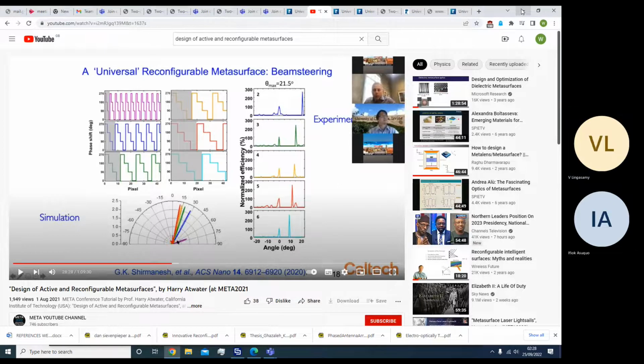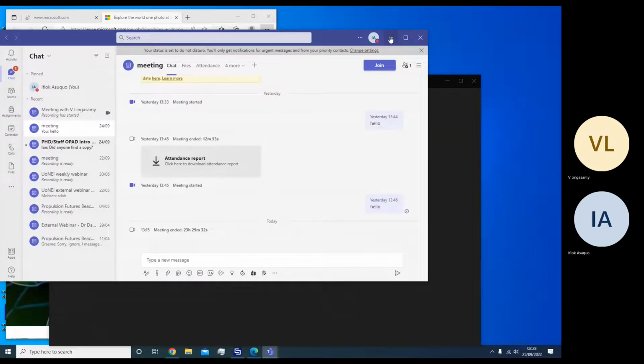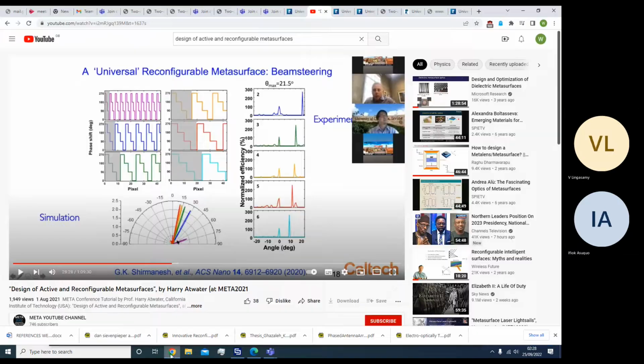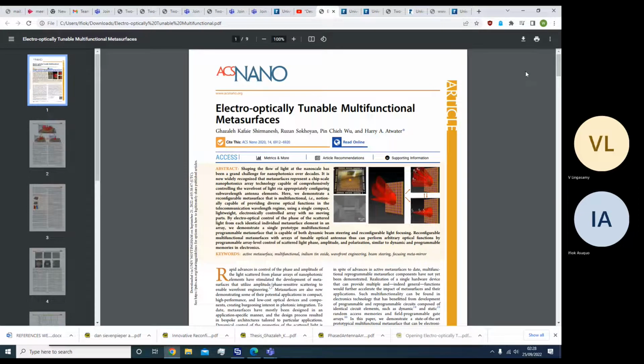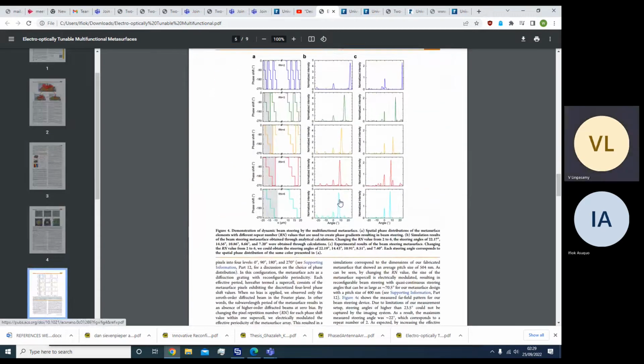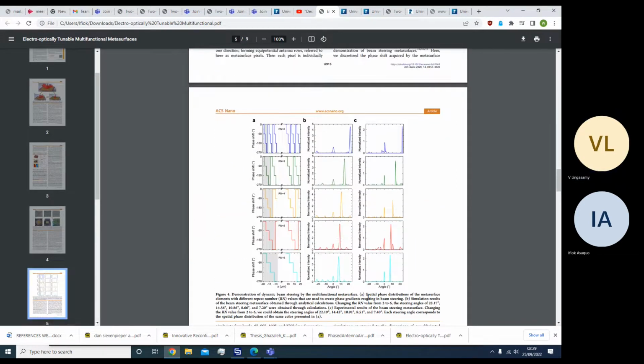Yeah, correct. Okay. Now let me show you. It's going to be an exciting day. Sievenpiper innovative research. Okay. This is the paper here. Can you see it? So look at it. So, special phase distribution for the metasurface. Can you see this? Yeah, I can see it. Yeah. So look at it.